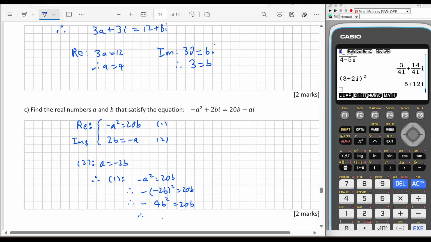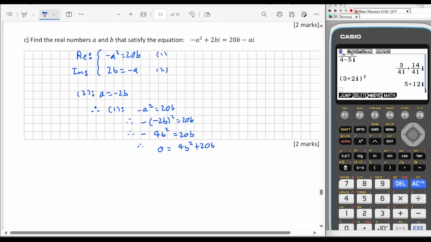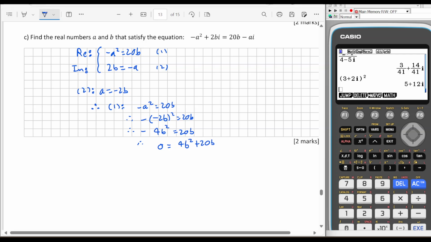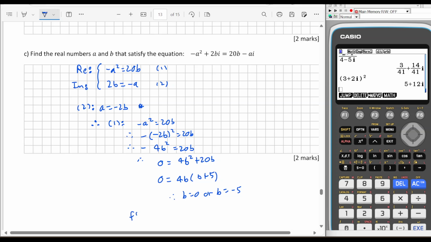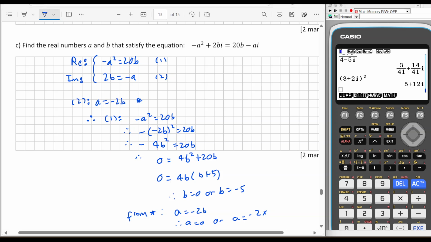So therefore 0 equals 4b squared plus 20b. Hey, it's a quadratic. I told you quadratics would show up everywhere. So 0 is 4b, and we can factor out, so that's b plus 5. So therefore b is 0, or b is minus 5. And then we can just back substitute for a. So I'm going to call this thing star. So from star, a is minus 2b. Therefore a is 0, or a is minus 2 times minus 5, which is 10.